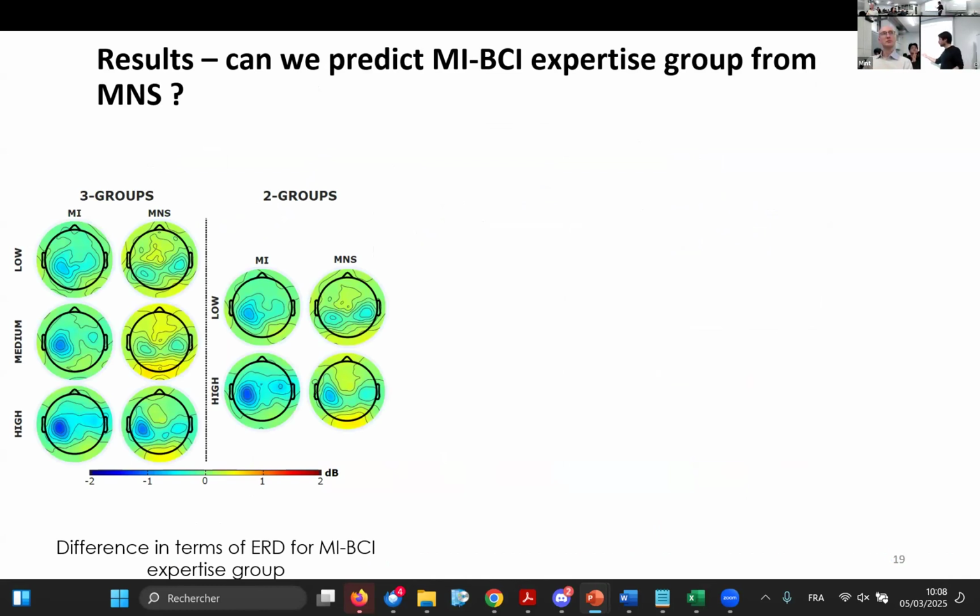So first we computed the ERD in terms of topographic map to see if there are some differences in terms of ERD. And we can see that for high performers, we have stronger contralateral ERD for both tasks, for the 3 group analysis and for the 2 group analysis. So it's quite logical. It's in adequation with the literature.